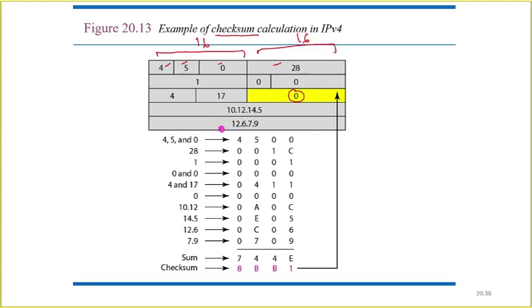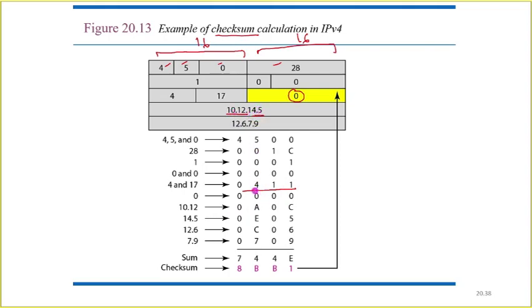So it is going to add them. Okay, so 4, 5 and 00. This is 8 bit, so 00. 28 in hexadecimal is represented by 001C. 1 will be represented by 0001. Then 00 will be 00. 4 and 17 will be represented likewise in hexadecimal: 4 stays the same and 17 is represented by 11. Similarly, the 10 and 12 combined will be 16 bit, because the IP address is 32 bit, 16 and 16.